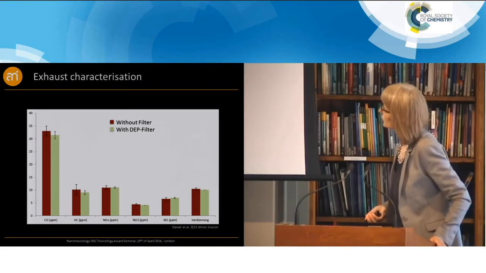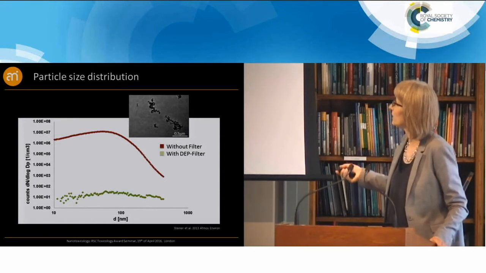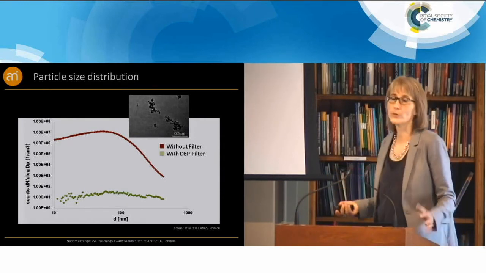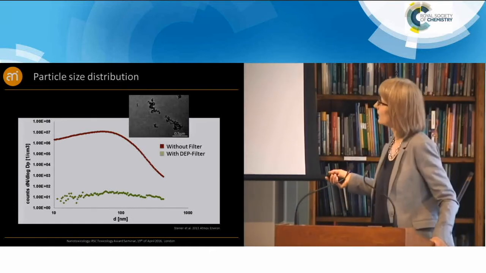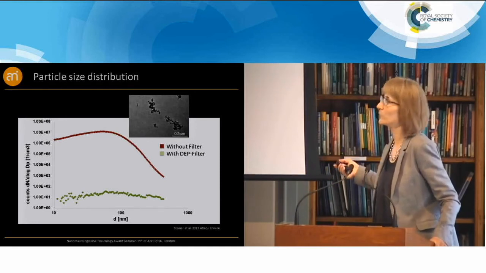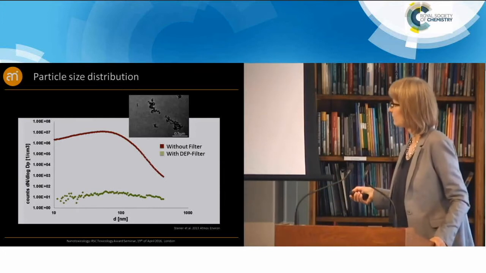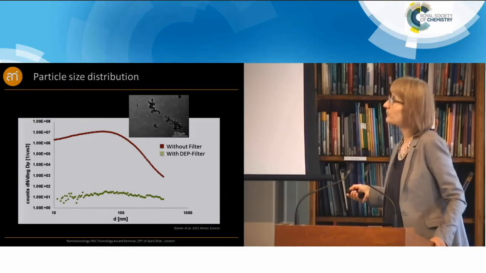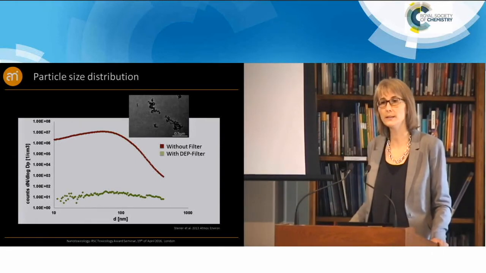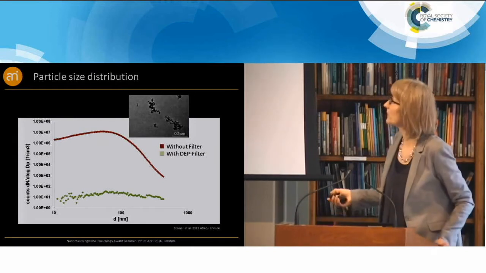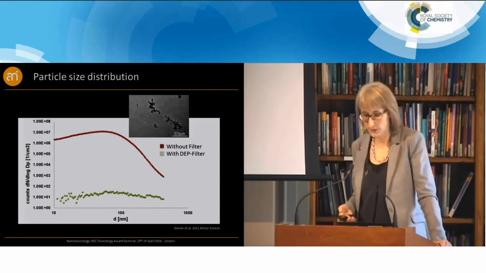And then we also measured the particle size distribution, and this is in red. You see the particle numbers, of course, for the diesel car with no particle filter. So you have really a lot of nanoparticles. You see them also here deposited on a TEM grid. They form these agglomerates. And the green line represents the particle numbers when we have a diesel particle filter, and it's a logarithmic scale, so the numbers are really reduced more than 95%.